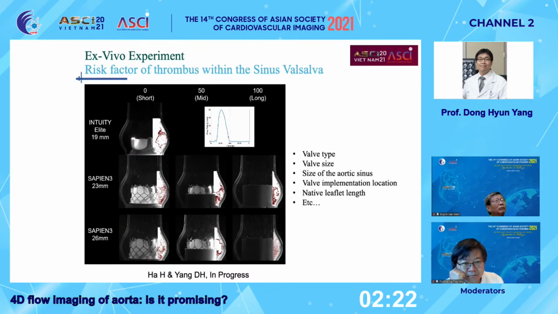This is an ongoing ex vivo experiment to elucidate the risk factors of sinus of Valsalva thrombus formation. In the experiment, the degree of flow stasis was quite different according to the valve type, implantation location, and the native leaflet length.